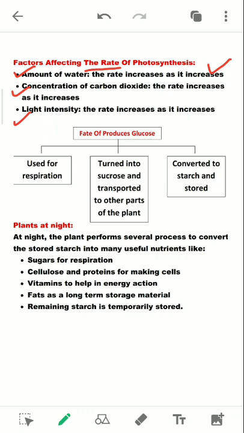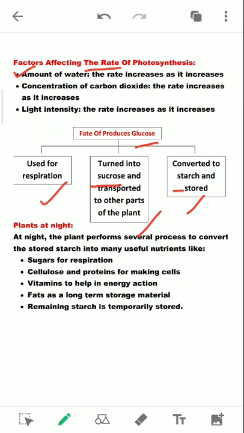Okay. So what is the fate of photosynthesis? Photosynthesis produces glucose molecules. What happens to those glucose molecules is summarized here. It is used for respiration. Excess is stored as sucrose and transported to other parts of the plant. In humans, we store glucose in the form of glycogen and fat, but in plants, they store it in the form of sucrose. Okay, so you need to understand this as well.